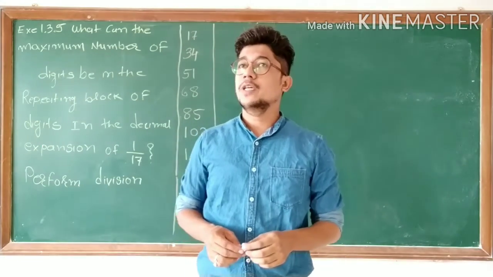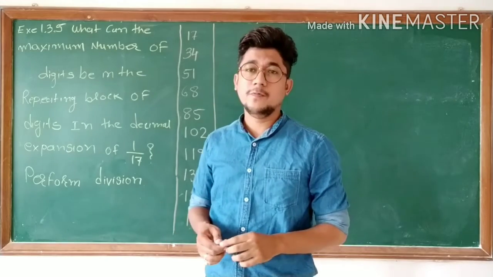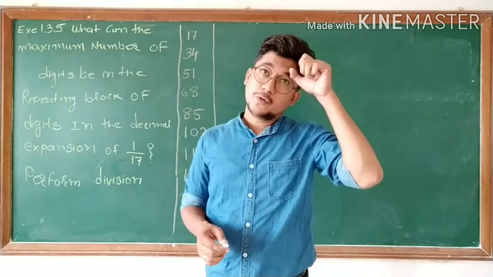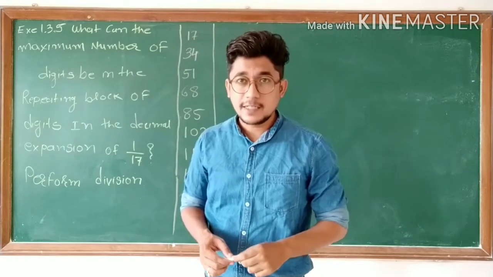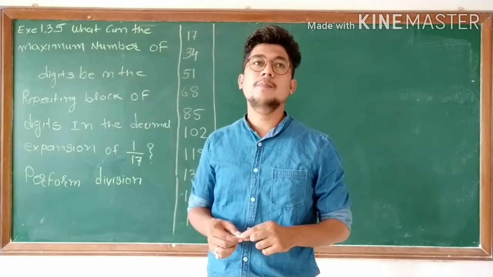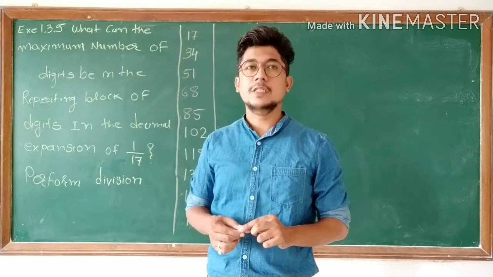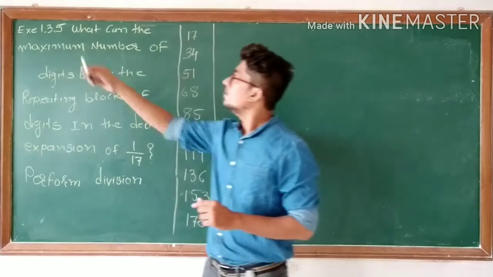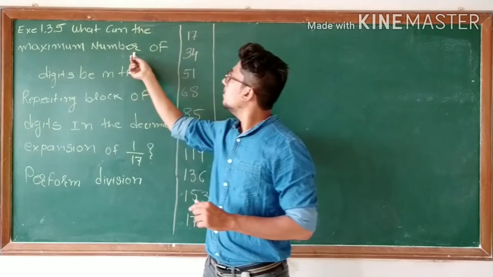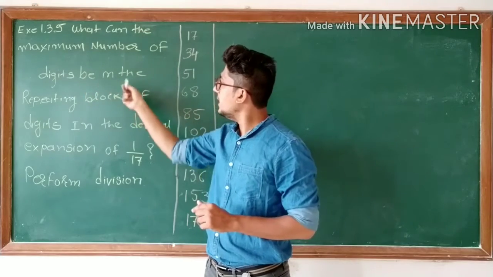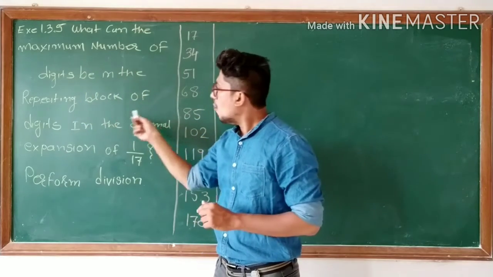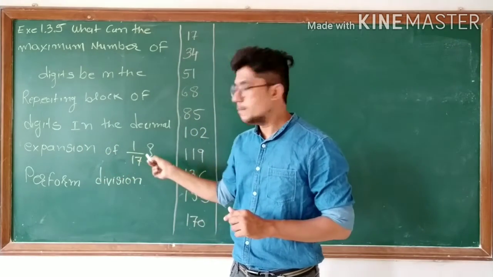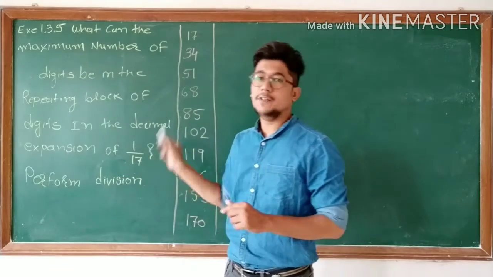For today we are going to do the problem from exercise 1.3, that is the fifth problem. Before starting the problem, it is very necessary that you understand the problem first, then you can go for an answer or a solution. Understand first: what can the maximum number of digits be in the repeating block of digits in the decimal expansion of 1 upon 17? Perform division.